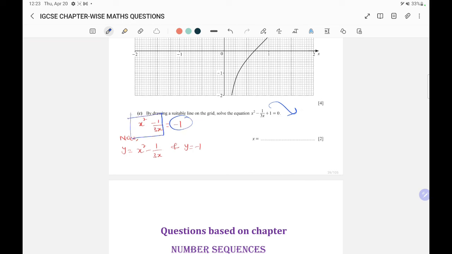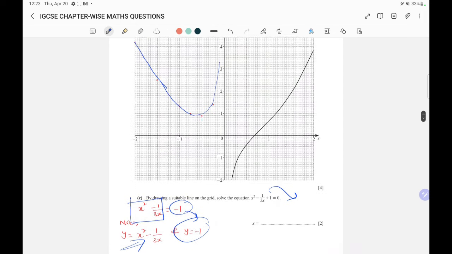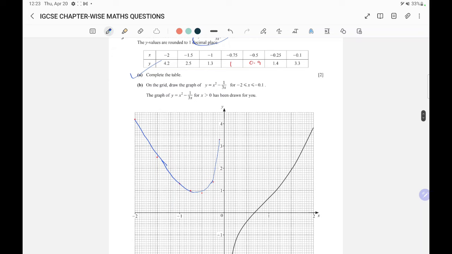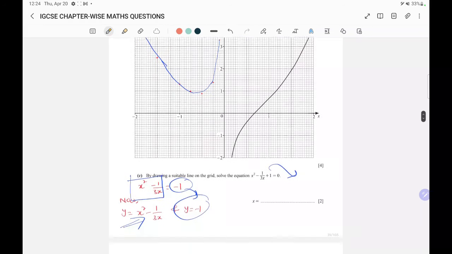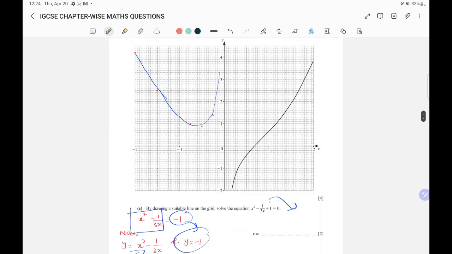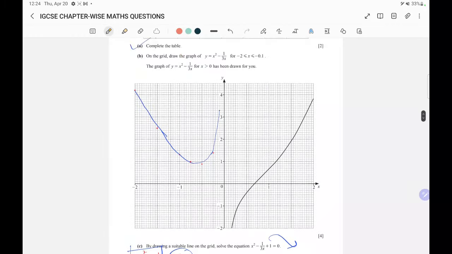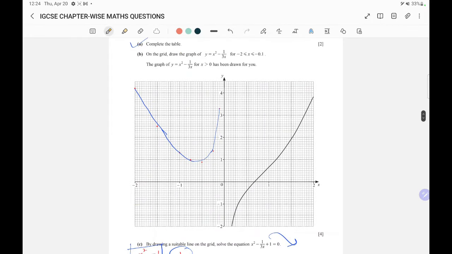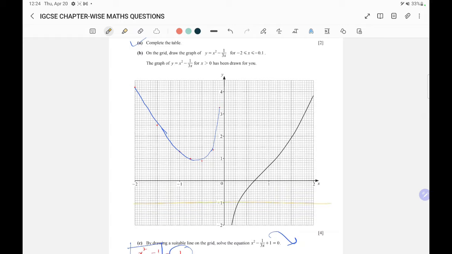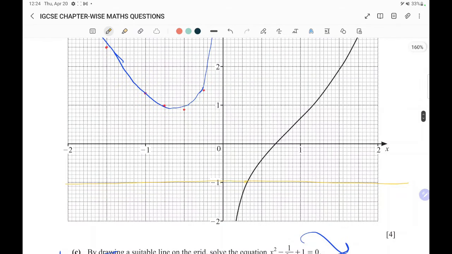So this is one equation, y equals x squared minus 1 over 3x, and this is another equation, y equals minus 1. So we have to draw the line y equals minus 1. So let me draw y equals minus 1. Where is minus 1? Here. Yeah, y equals minus 1. When you draw this, it will intersect somewhere here, right?